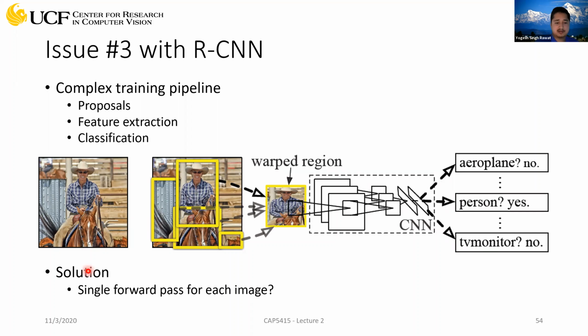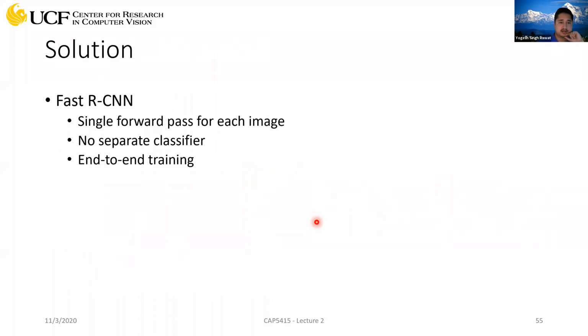And again, this is the same solution which we saw for issue number 1. So we'll just have to do a single forward pass for each image. If we do that, then we don't have to do feature extraction for all the proposals separately. So let's see how we can do that. And the solution to that is Fast RCNN.